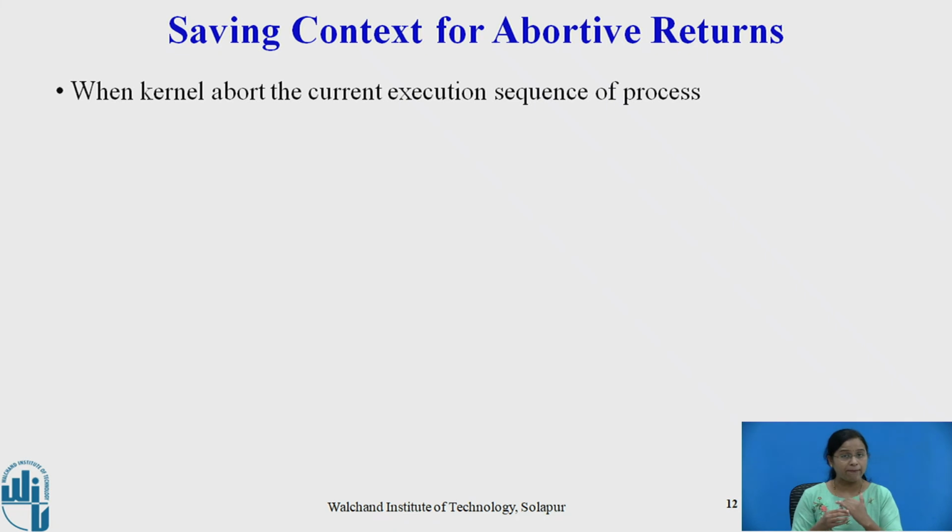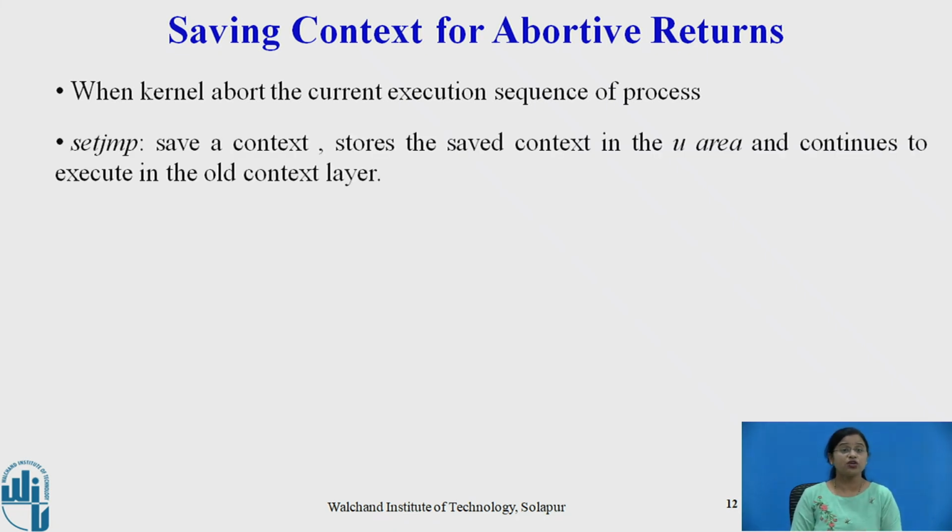So when the kernel aborts the current execution sequence of a process, it executes the setjmp algorithm. That setjmp algorithm will save a context, store the saved context in the U area and continue executing in the old context layer. So setjmp is invoked to save the context of such an abortive return process. This is a most important concept, that the setjmp algorithm is used to save the context for the abortive return processes.